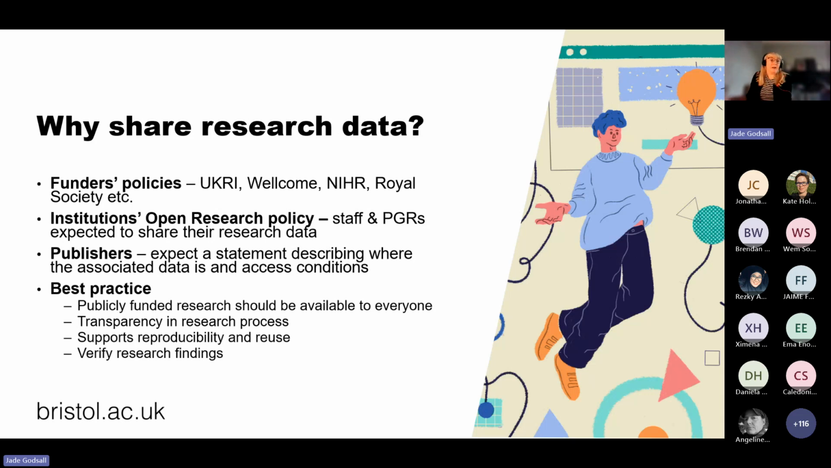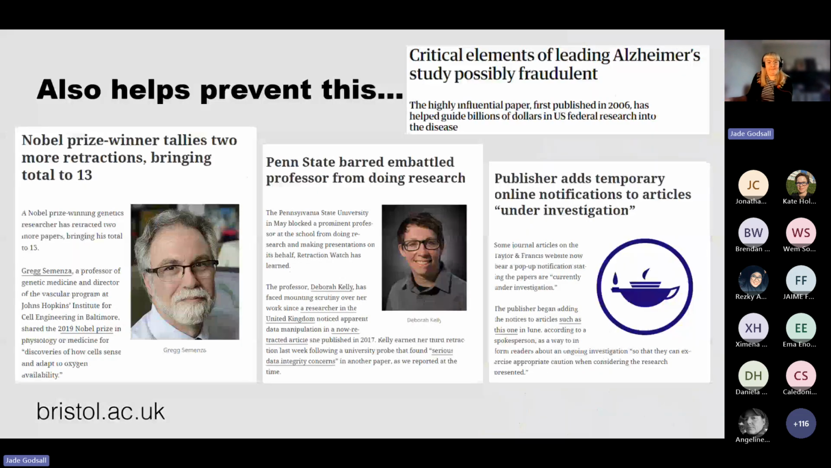And as we were saying as well, it's best practice. A lot of research is publicly funded, therefore it should be available to everyone. It also adds transparency to your process, supports reproducibility and reuse, and it helps verify research findings. So essentially, it prevents this.